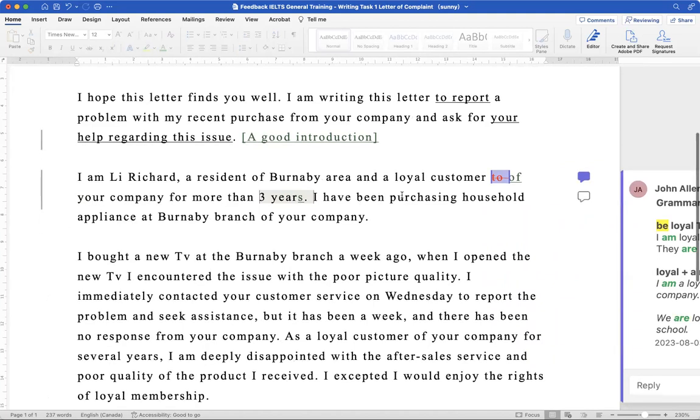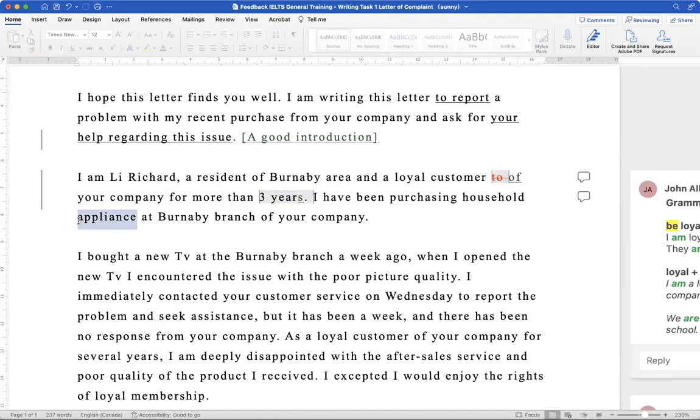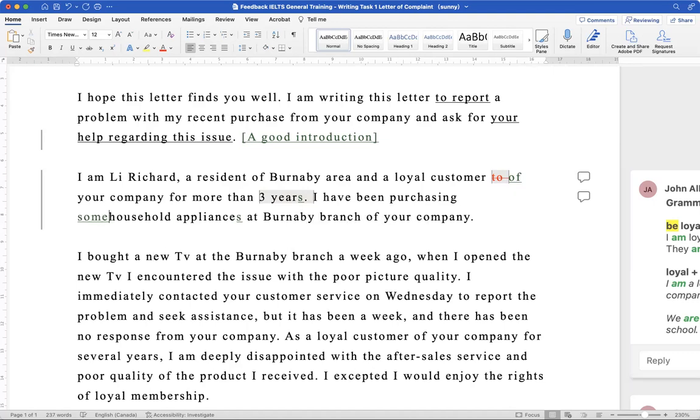So I have been purchasing household appliance purchasing. Okay, again, appliance is a countable noun. And in English, if you are using a countable noun, you have two options. Either you can use it with an article in front of it, like a or an, or you can use it in the plural form. So here, it is a better idea to use it in the plural form. I have been purchasing household appliances, or I am purchasing some household appliances at Burnaby branch of your company.